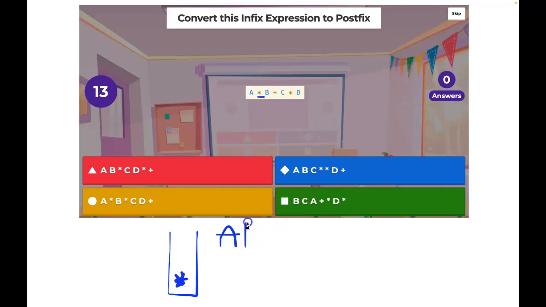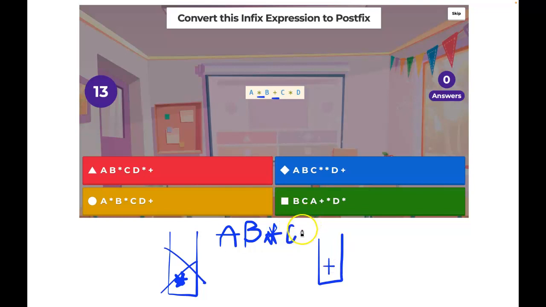And then B. And then we have this plus symbol. And because this plus symbol has a lesser precedence than this multiplication symbol in our stack, we're going to pop that multiplication symbol and empty out our stack. And then we're going to push in that plus sign, right? And then we're going to output C.